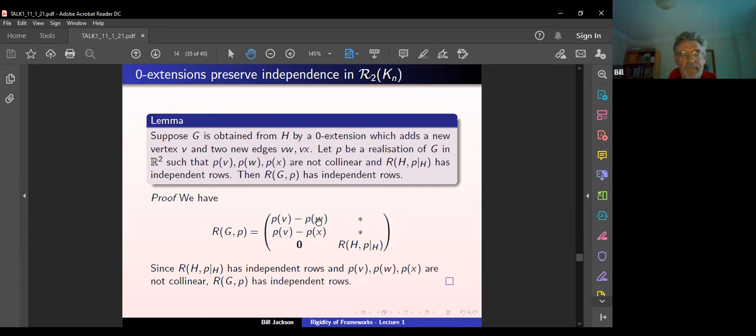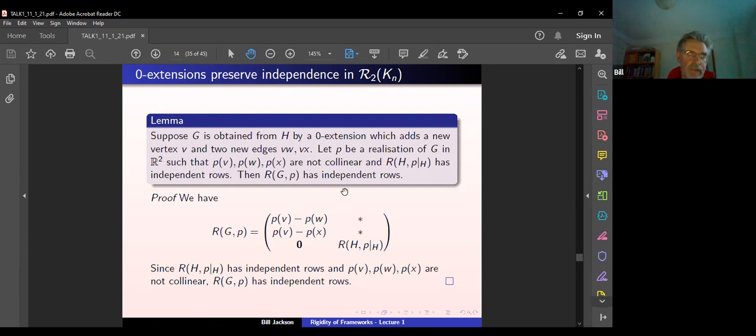So it's easy to see from the structure of this, and the fact that P of V, P of W and P of X are not collinear, that these 2 vectors will be linearly independent, and hence, because this is linearly independent and this is 0, the rows of the larger matrix will be linearly independent. So RGP will have independent rows.